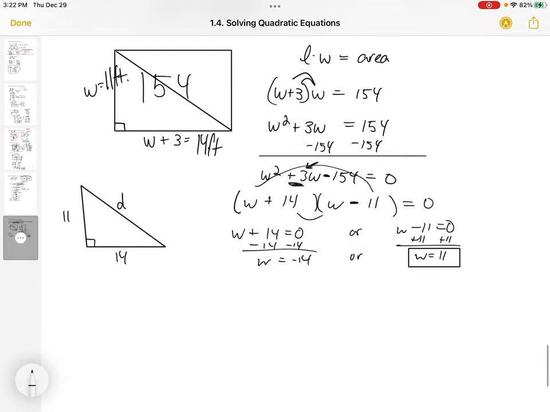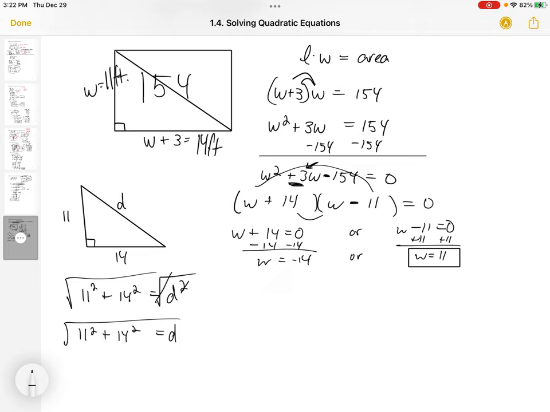You might remember, if we have a right triangle and we're looking for the hypotenuse, we could use the Pythagorean theorem. The Pythagorean theorem says the leg squared plus the leg squared is equal to the hypotenuse squared. So in order to find the hypotenuse, just take the square root of both sides. So I need to find the square root of 11 squared plus 14 squared.